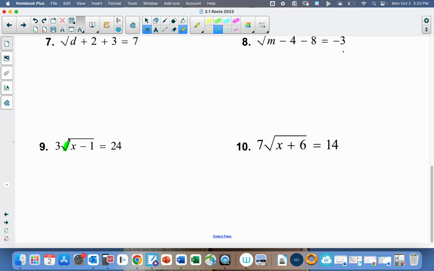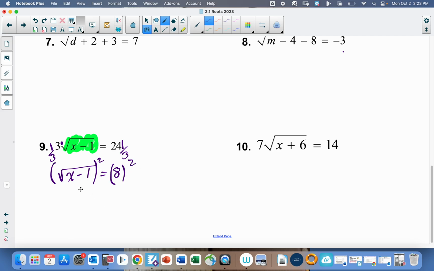Okay, remember that we're trying to isolate the radical. So in front of the radical, I see the 3. So I'm first going to get rid of it by multiplying by a third. That gives me the square root of x minus 1 is equal to 8. Now I've isolated the radical. So I'm going to undo that square root by squaring. That gives me x minus 1 equals 64.